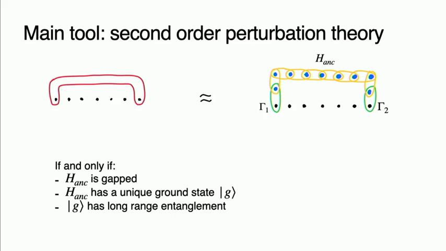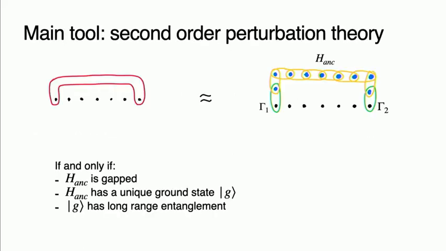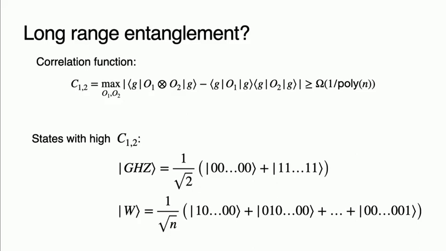a set of ancillary qubits plus local interactions, if and only if I can find a Hamiltonian acting on this ancillary system, like a 1D Hamiltonian, such that this Hamiltonian is gapped, has a unique ground state G, and G has long-range entanglement. And I mean something very specific by long-range entanglement. I mean that the correlation function between qubit 1 and qubit 2, so qubit 1 is like this one over there, and qubit 2 is this one, has to be at least inverse polynomial.